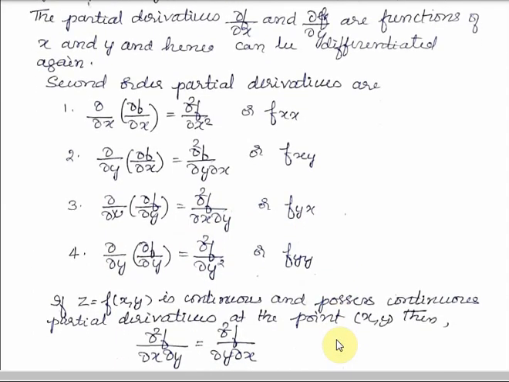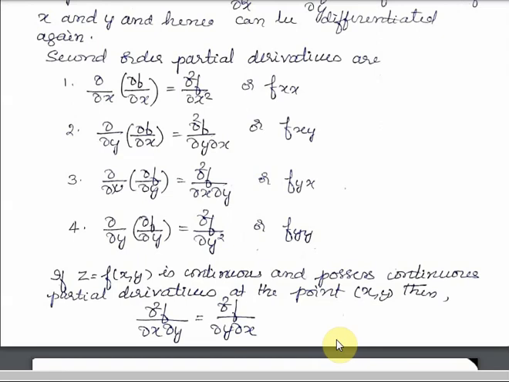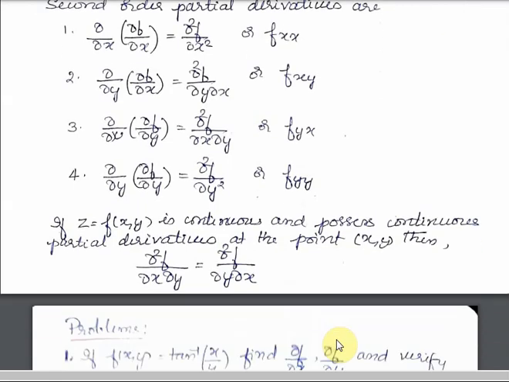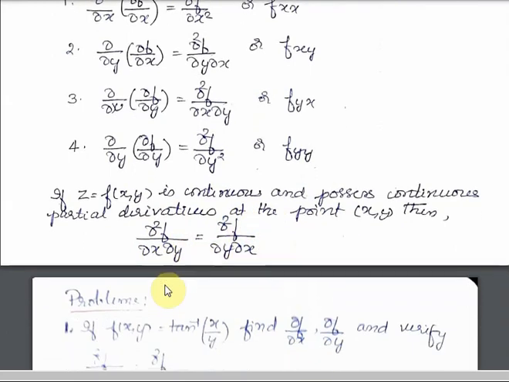I can also take partial derivatives of higher order, and a result worth mentioning is that if the function is continuous and possesses continuous partial derivatives at the point x, y, then it does not matter in what order I am differentiating. I can differentiate with respect to y and then with respect to x, or I can differentiate f with respect to x and then with respect to y. Both are going to give me the same value.